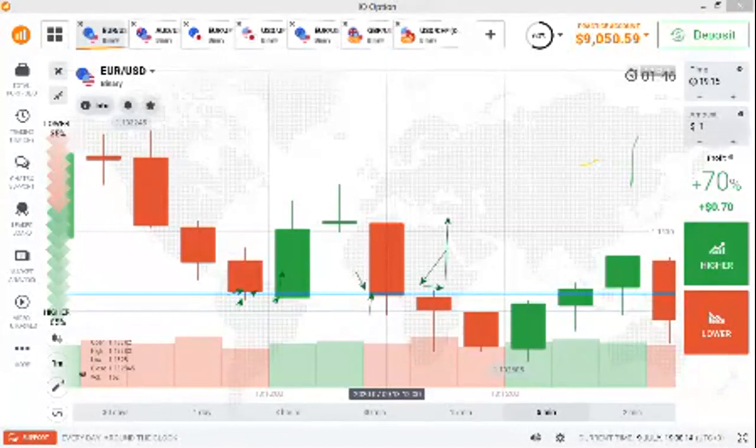But here, this candle already used it as a resistance, because the bias tried to go up, rejected from this level, and then it goes as a bearish candle. So that's why we see the bearish candle here.